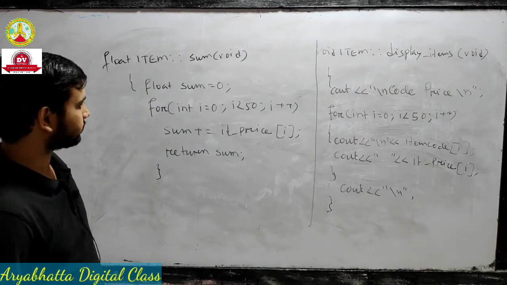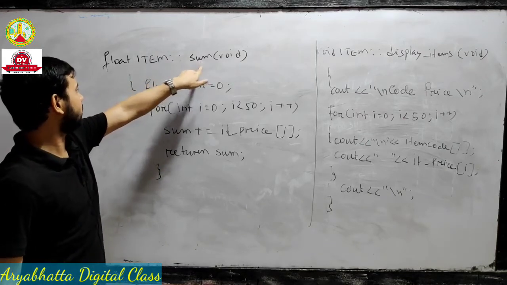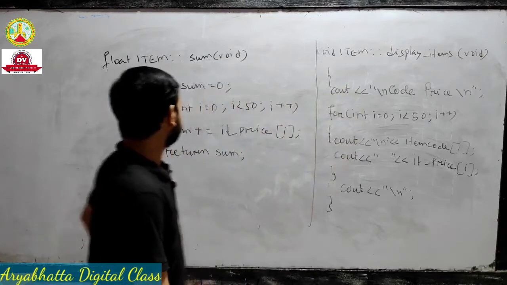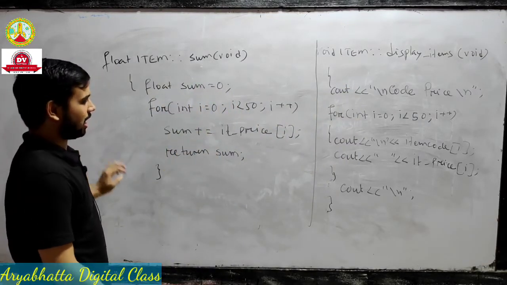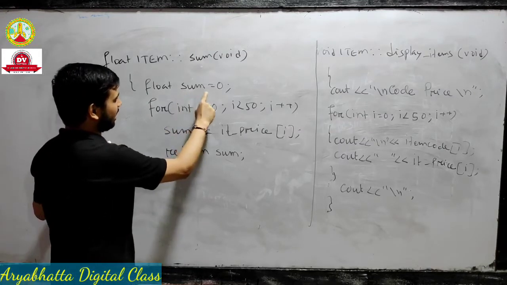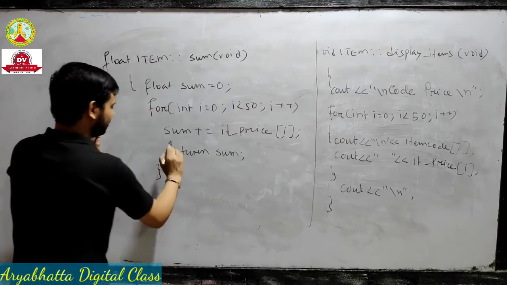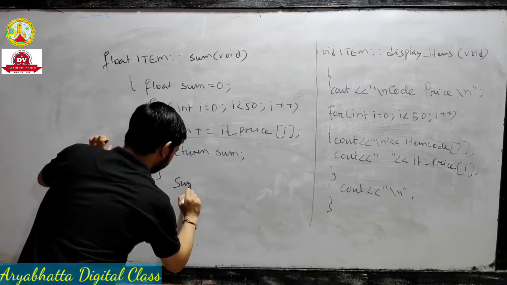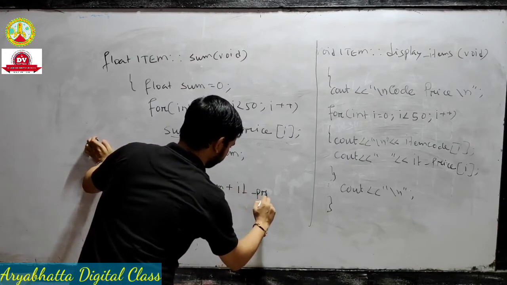Okay, you see these last two member functions. This is for sum void and this is for display item. Sum means you have to sum all of the prices. I told you in first year how summation is done in a computer. We first assume sum will be 0. After that sum plus equals, this concept is sum equals sum plus IT price.